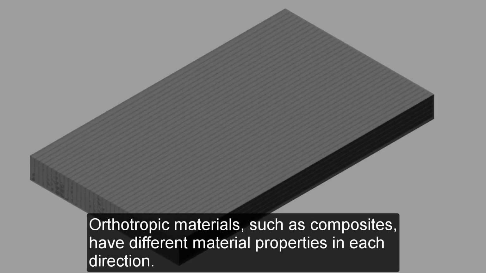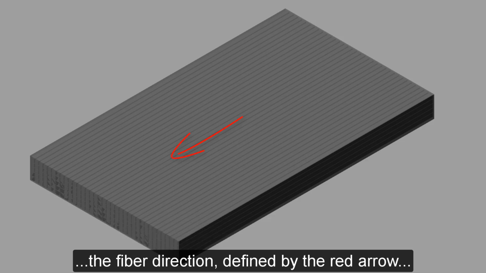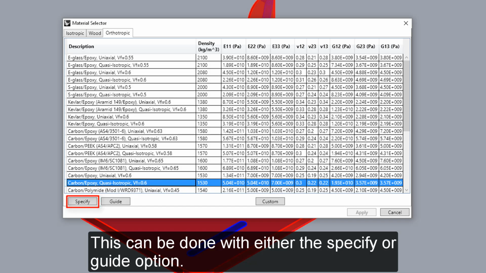Orthotropic materials, such as composites, have different material properties in each direction. To apply an orthotropic material to a component in Scan&Solve, you must define two material directions: the fiber direction, defined by the red arrow, and the thickness direction, defined by the blue arrow. This can be done with either the Specify or Guide option.